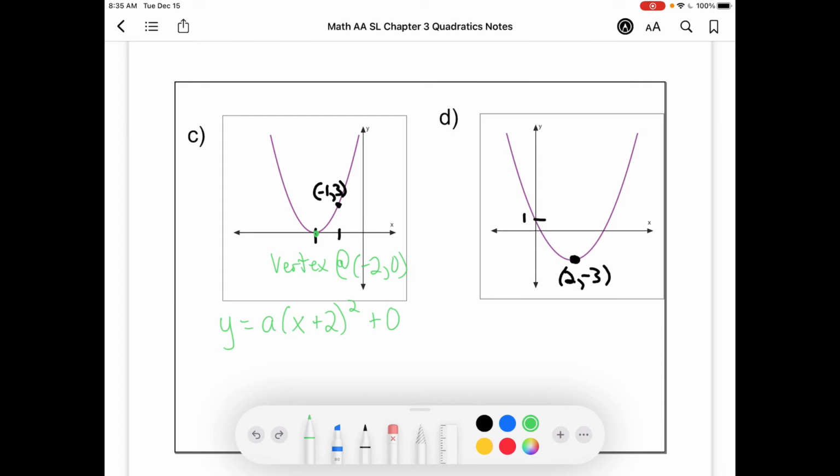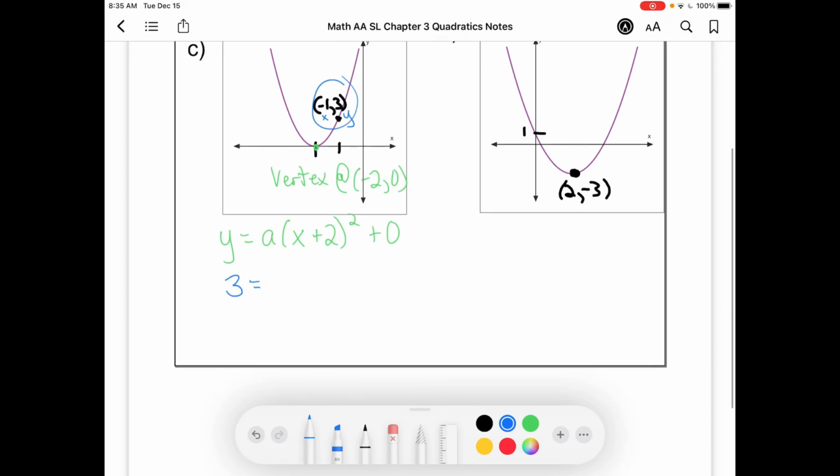Now we got to follow Anna's advice and do the next right thing. The next right thing is going to be to sub in a point. We know this point. Negative 1 is an x value. 3 is a y value. So let's see what happens. It'll get us down to just one variable, which is good. So 3 is the y value. Negative 1's going in as the x value. Oh, this is so exciting. So that's 1 squared, where a is 3.